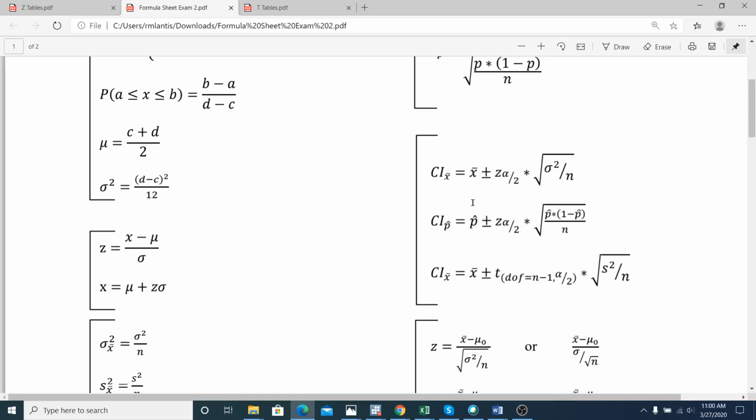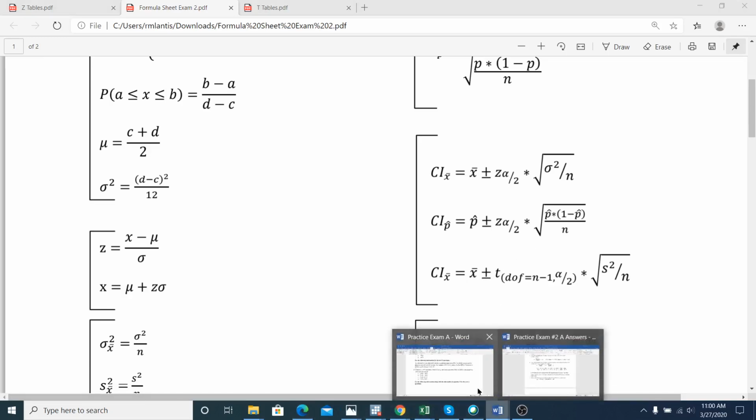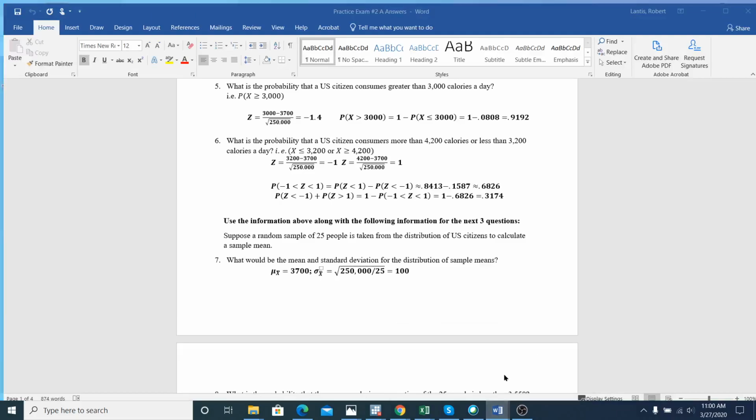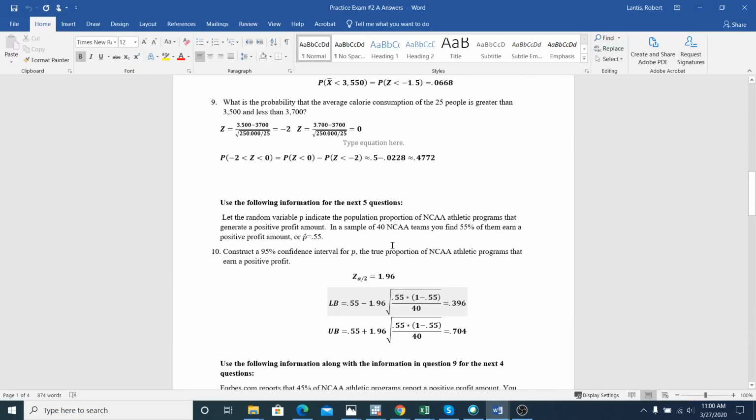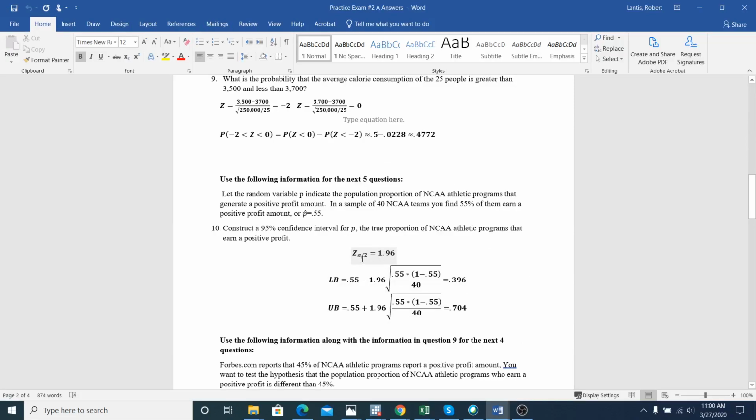I'll add my margin of error to get the upper bound, subtract the margin of error to get the lower bound, okay? So I've got everything I need. It's just a matter of plugging everything in, right? So if you look here, I'm not going to work through this one. You've got the answer here that does exactly what I said, right? We found that z value of 1.96. I plug that in, plug in my sample proportion of 0.55, plug in my sample size. This is really just a matter of using your calculator correctly once you have everything plugged in. Okay? So that one shouldn't be too bad.